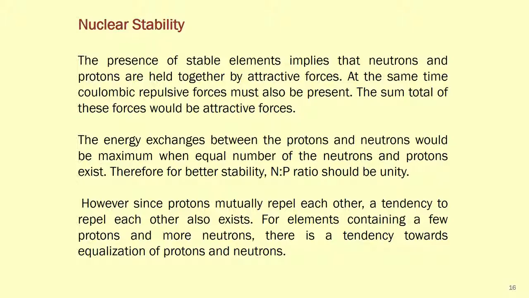So the energy exchanges between the protons and neutrons would be maximum when equal numbers of neutrons and protons exist. That means if they are equal in number, the energy change between the two would be equal and it will be more stable. So, for better stability of a nucleus, the neutron to proton ratio should be unity. If they are equal, it will be unity. If they are not equal, it will not be unity, and it won't be so stable as the one with equal numbers of protons and neutrons.